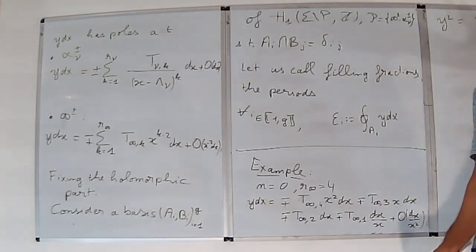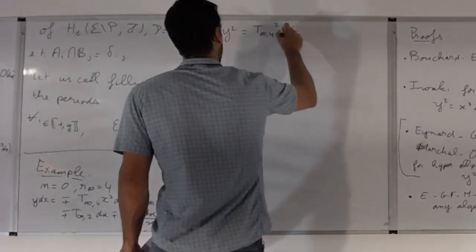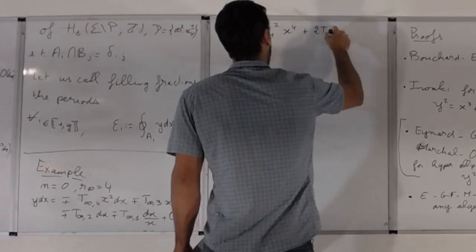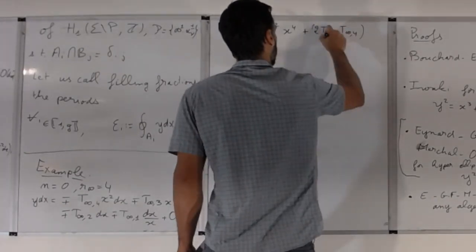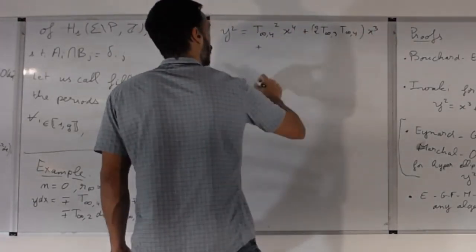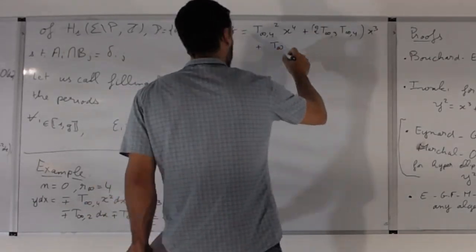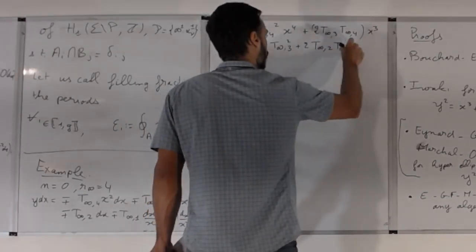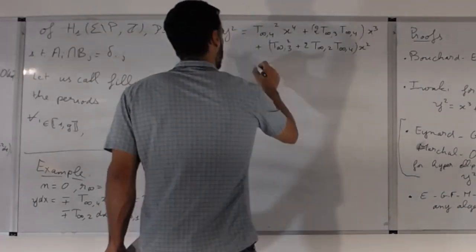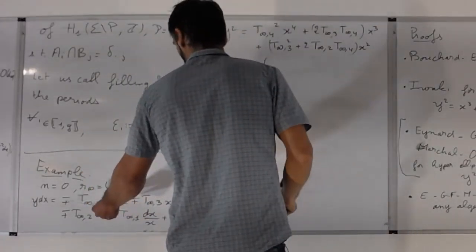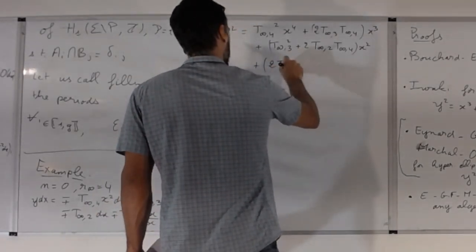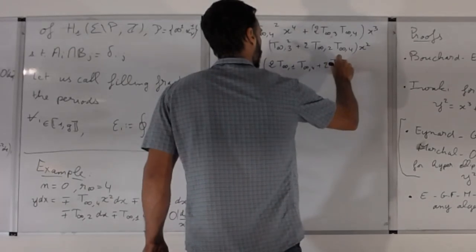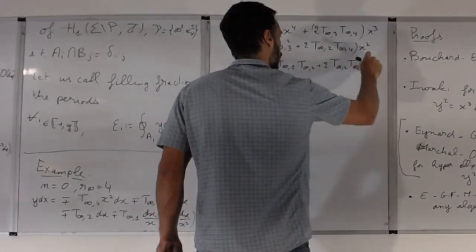So I get y squared is equal to t infinity 4 squared x to the power 4, plus 2 times t infinity 3 t infinity 4 times x cubed, plus t infinity 3 squared plus 2 times t infinity 2 t infinity 4 times x squared, plus, now for x, I get 2 times t infinity 1 t infinity 4 plus 2 times t infinity 2 t infinity 3 times x.